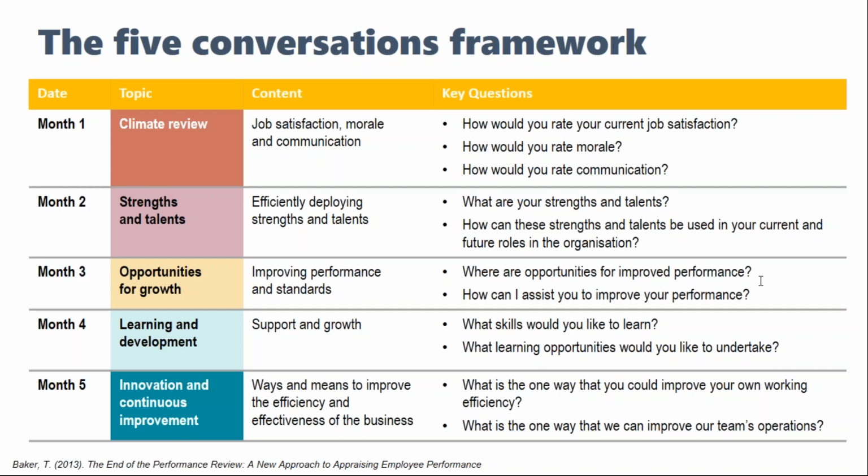And conversation 5 is really about innovation and continuous improvement. Now, the difference between 4 and 5 is this. 4 is around themselves, their own learning and development, whereas conversation 5 is around the workplace. So this is around getting people to think of ways and means of improving the efficiency and effectiveness of their working place. People are still struggling to get people to bring their brains to work and be innovative. Well, here's an opportunity. How about we have a conversation about it?